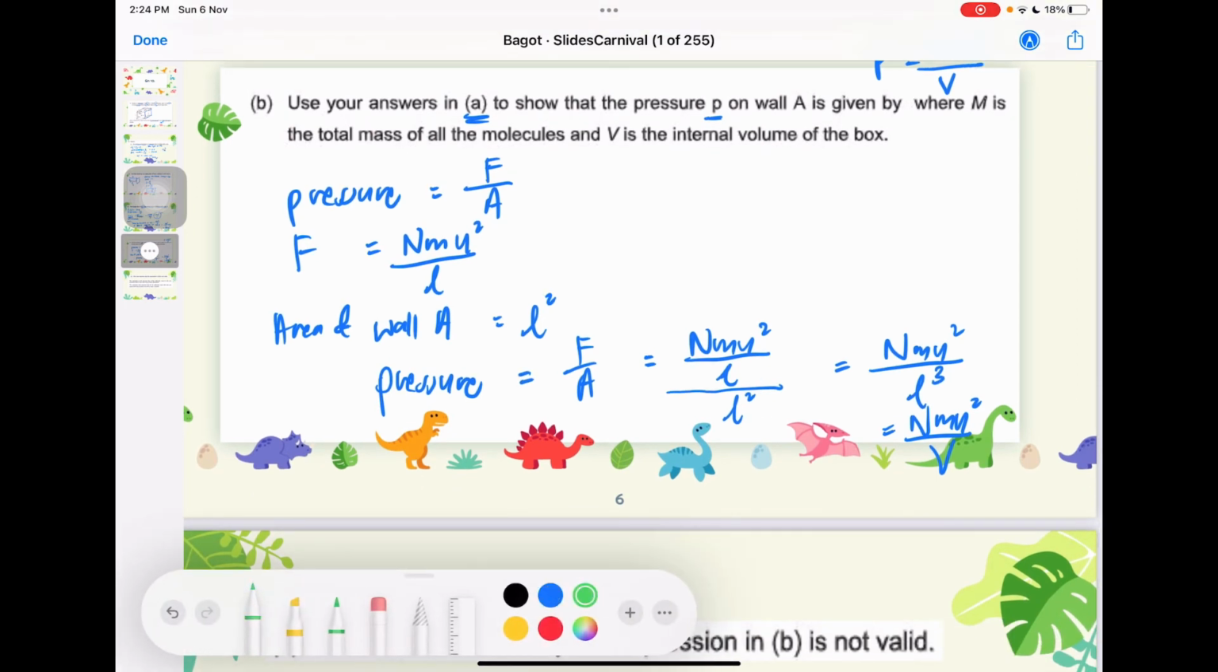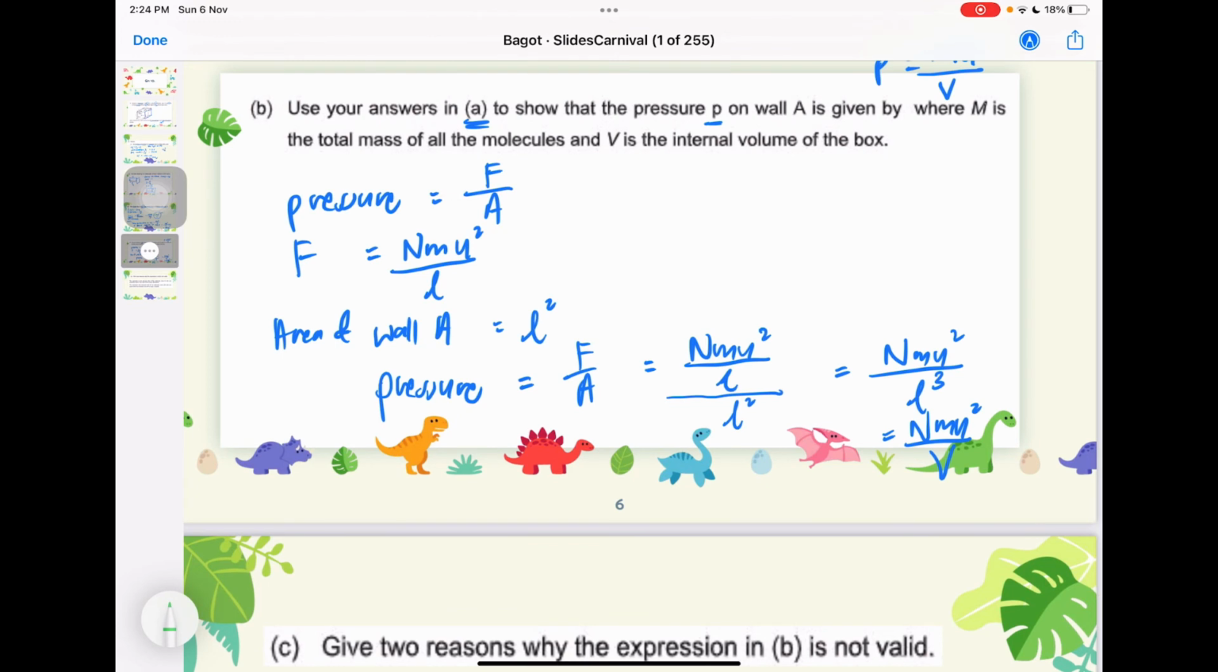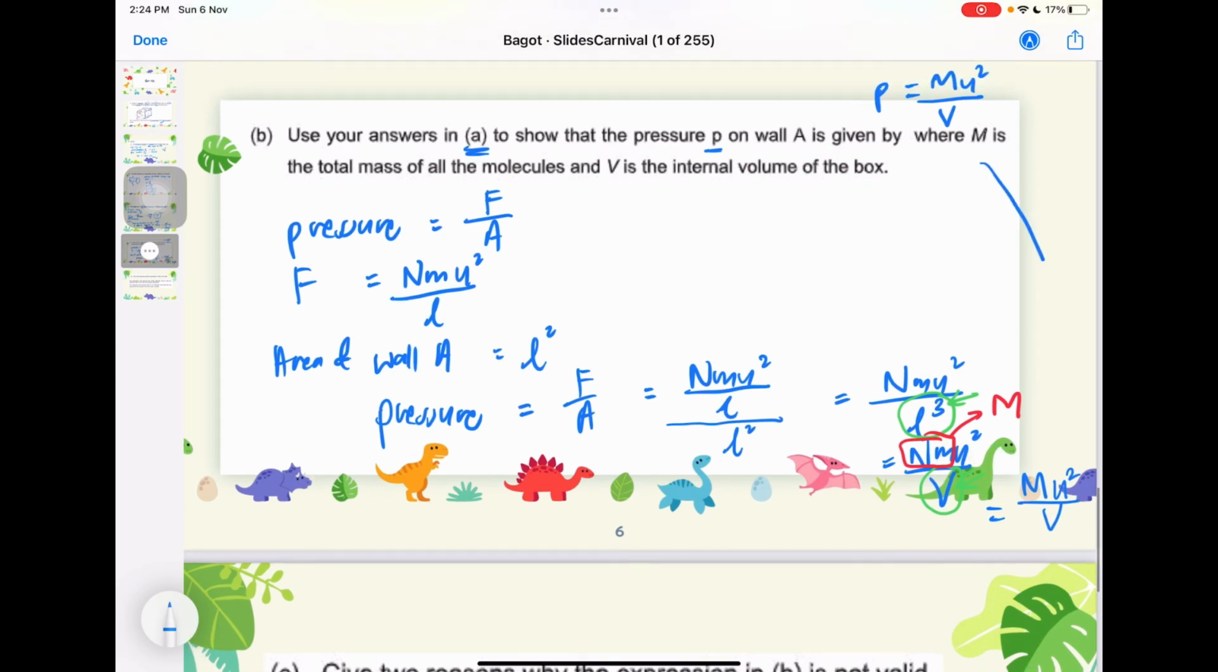Then from here, because it's a cubical box, all the side lengths are the same, which makes it the volume. Then this nm is actually equal to the total mass of all the molecules. So you can rewrite it as big M u squared over V, which tallies with the question.